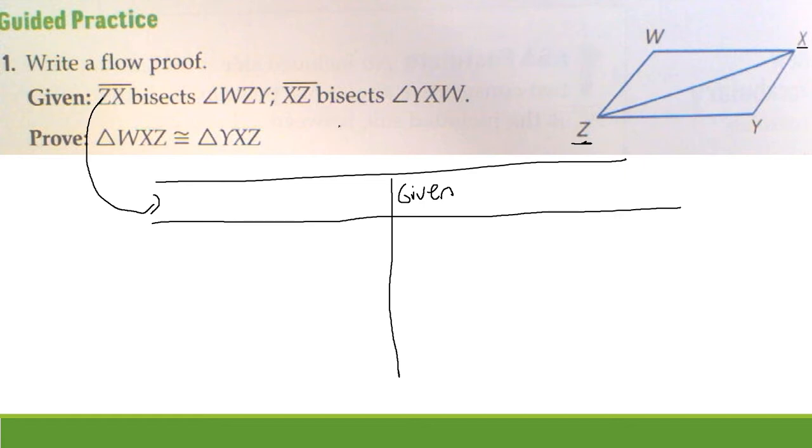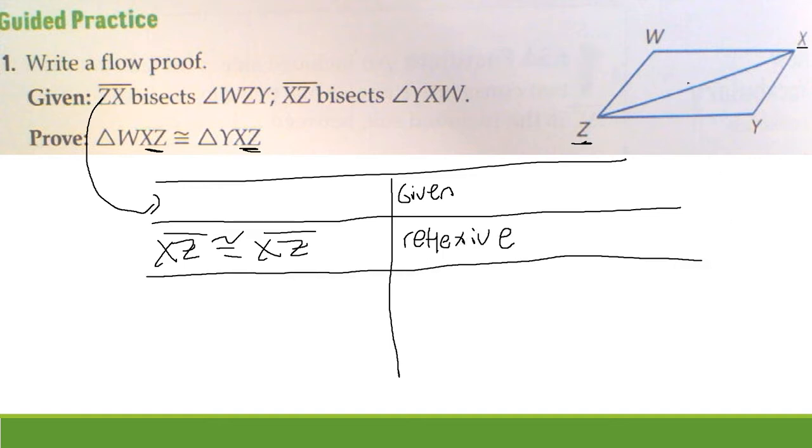Well, the first thing I would do is say that I have the side XZ here, and that's going to be reflexive, right? Because it's in both triangles. Both triangles have an XZ. So I'm going to say that XZ is congruent to XZ because of reflexive. So get that one out of the way, just so I don't forget it.